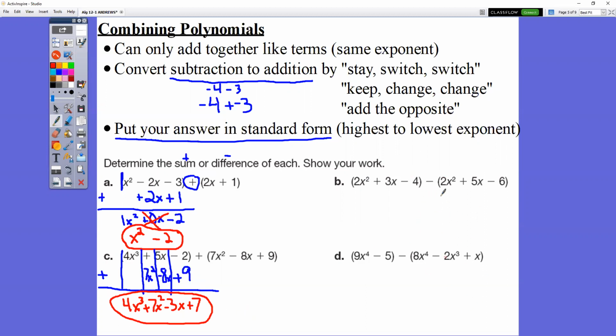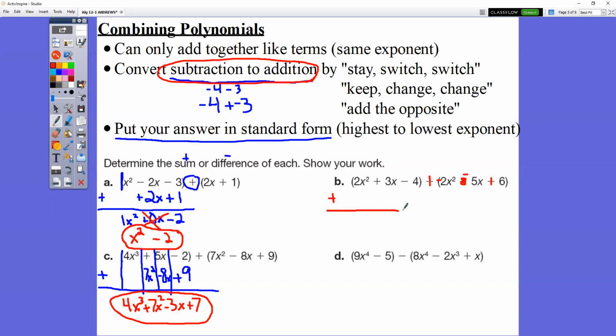Take a look at our subtracting questions now. With our subtracting questions, here's what you need to do. I would change it to an adding question right away at the beginning. To do that, you're going to change your minus sign to a plus sign. And then you're going to change all of the signs in the second polynomial. So this 2 changes to a -2. This +5 changes to a -5. And this -6 changes to a +6. So we're doing keep, change, change. Stay, switch, switch. Add the opposite. So you take the opposite of all of those terms. So now we have an adding question.